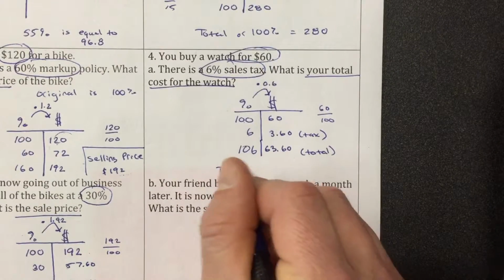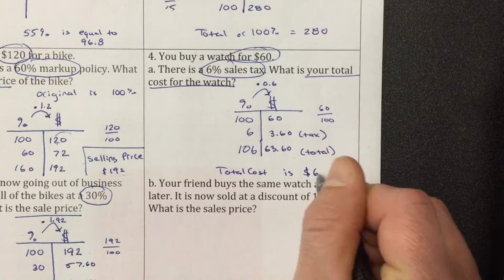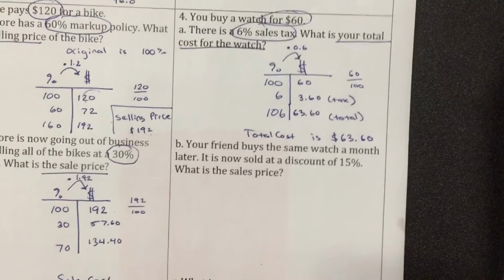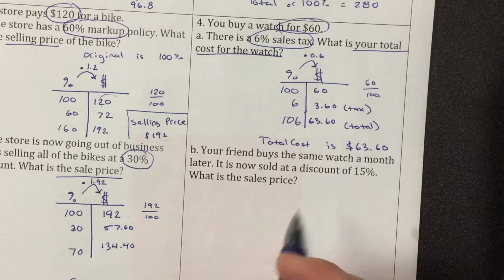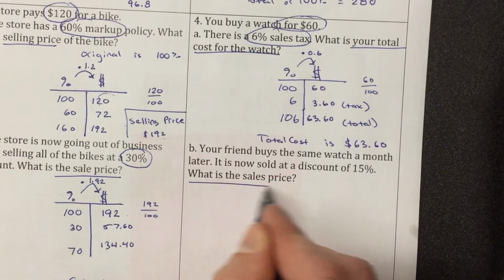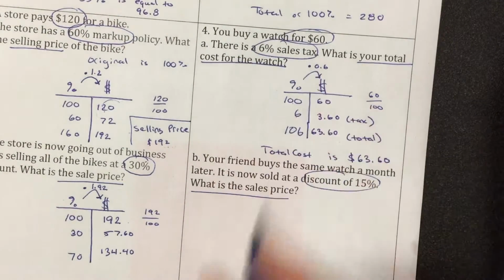So your total cost is $63.60. Now your friend goes and buys the same watch for a discount of 15%. What is the sale price? You have a discount of 15%, and your original was $60.